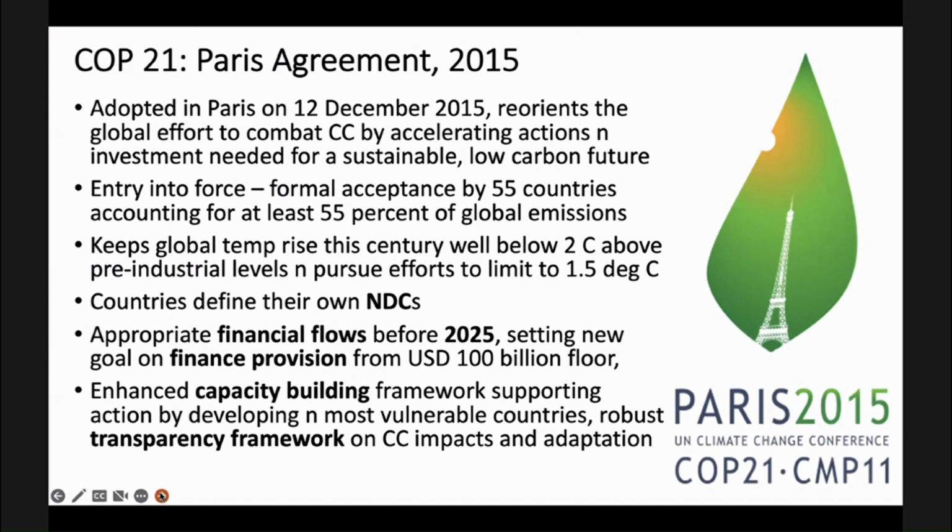It targeted global temperature rise at certain levels, which are mentioned there. It recognized that countries will define their own nationally determined contributions, and appropriate financial flows should come before 2025. And it put the need to accelerate a goal on finance provision beyond the US 100 billion floor, which I've said has not yet been achieved. It enhanced capacity building and a transparent framework on climate change impacts and the need for adaptation.